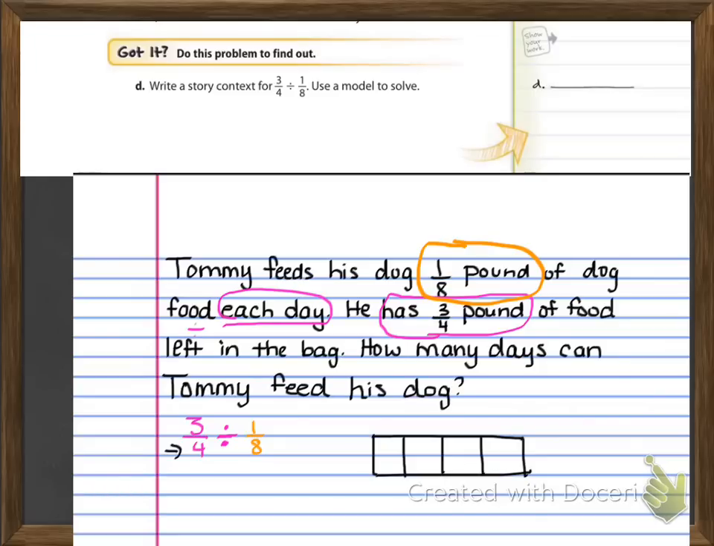Well, if we've already divided the bar into fourths, then that means we should be able to split each of our fourths in half, and that should now give us eighths. So now you see 1, 2, 3, 4, 5, 6, 7, 8, correct? Right. So now we have eighths.